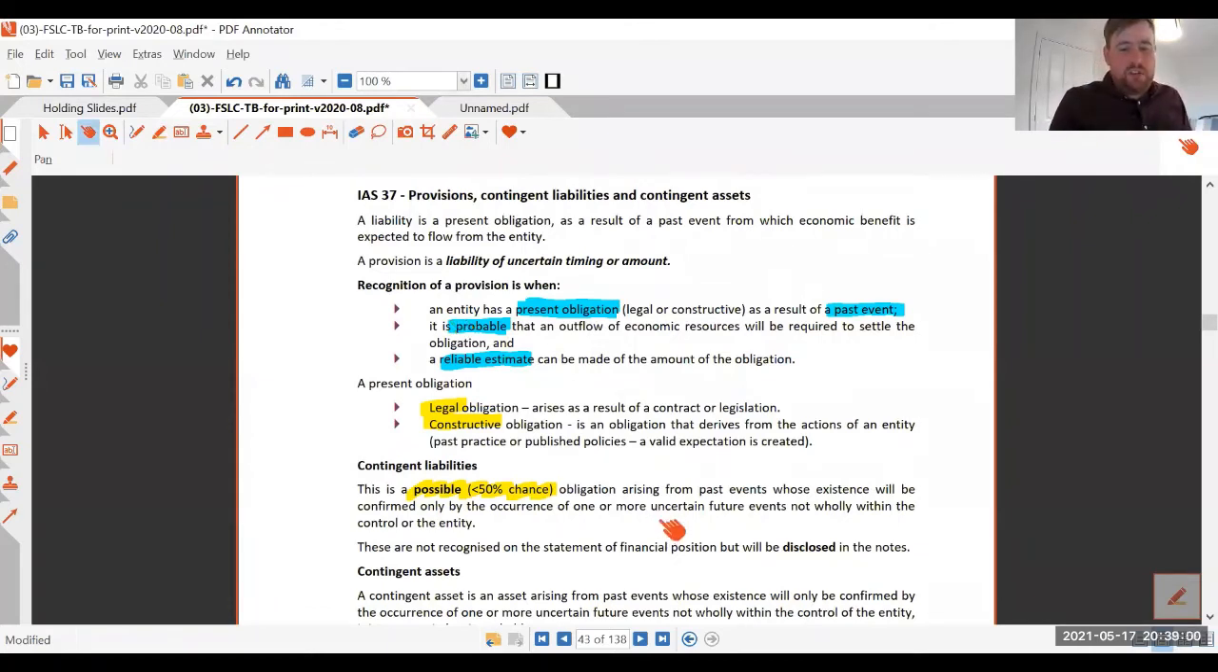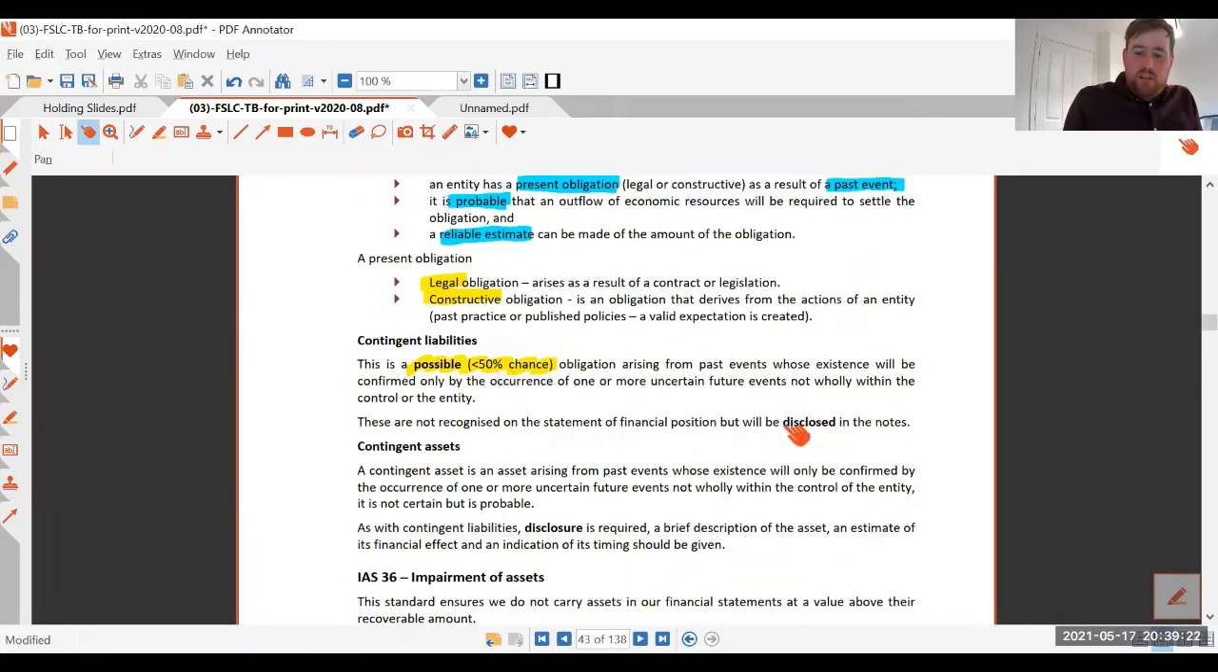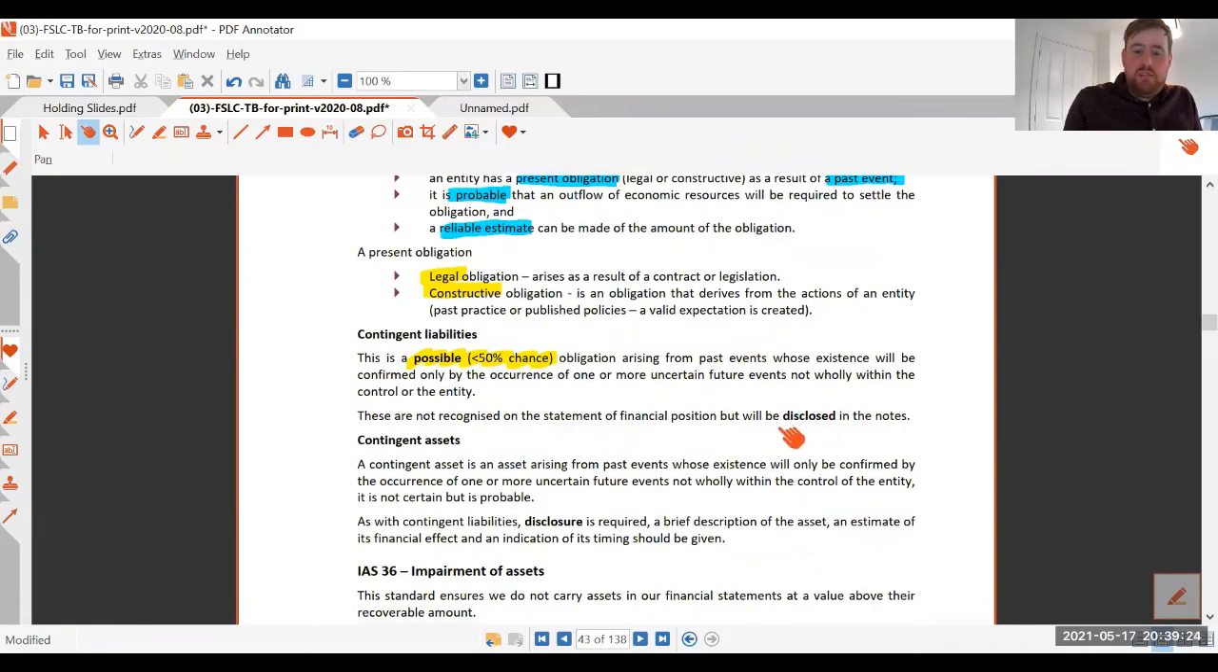Or if it becomes uncertain, it fails on one of these other criteria, maybe we just don't have an estimate for that particular thing. Doesn't mean we shouldn't tell people about it. So we're just going to stick a note in instead, just to make you aware, you should know about this going forward. So simply all we're going to do is disclose this in our notes. We're not bringing any actual figures in.